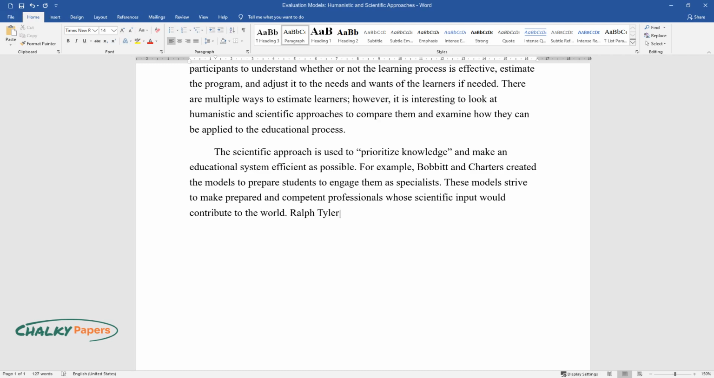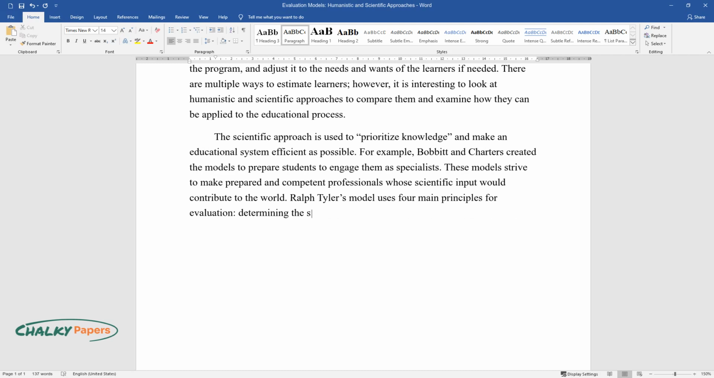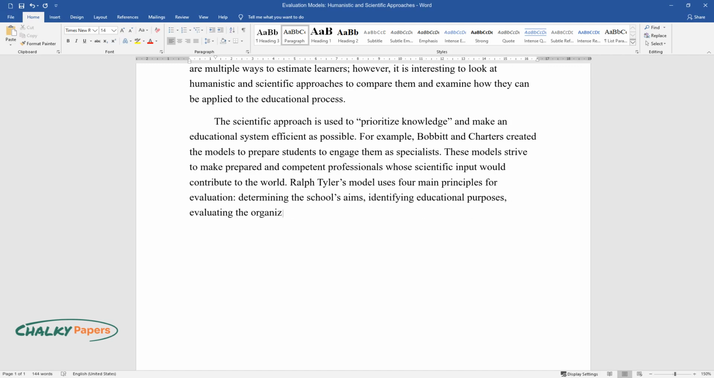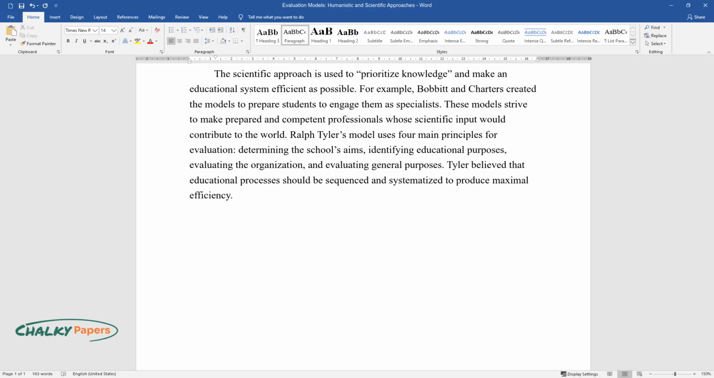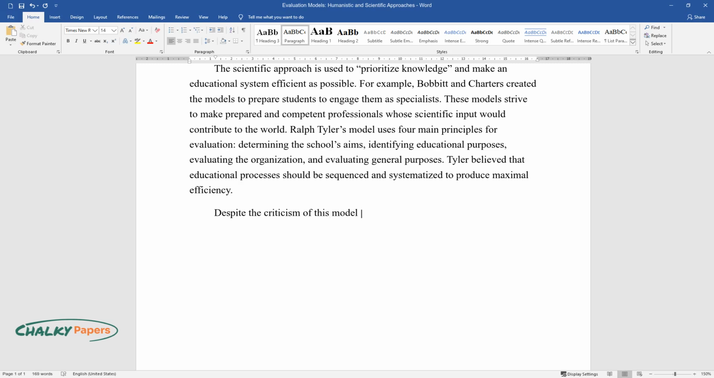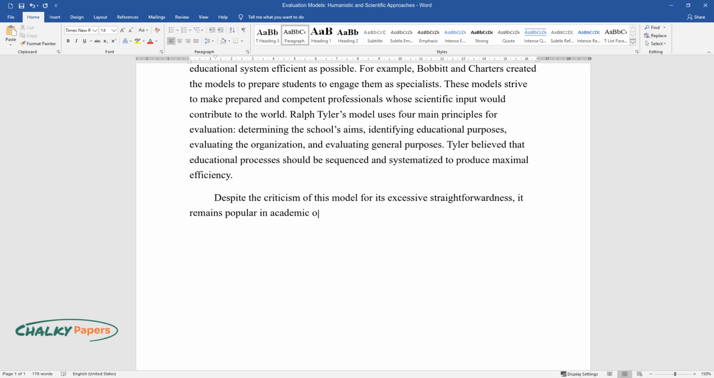Ralph Tyler's model uses 4 main principles for evaluation: determining the school's aims, identifying educational purposes, evaluating the organization, and evaluating general purposes. Tyler believed that educational processes should be sequenced and systematized to produce maximal efficiency. Despite the criticism of this model for its excessive straightforwardness, it remains popular in academic organizations.